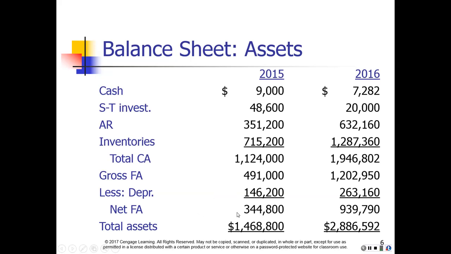And then we get net fixed assets, right? So in the books, the company's fixed assets were 344,800. That 344,800 is the book value of these fixed assets. Of course, the market value can be very different from book value, right? Book value is based on historical cost minus all the depreciation we've been taking.